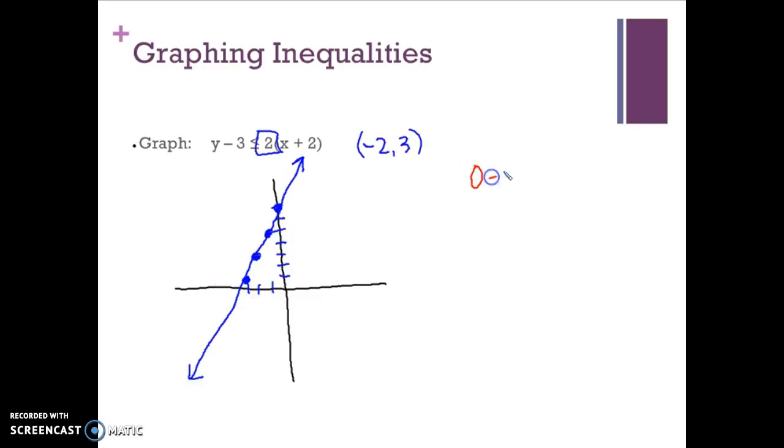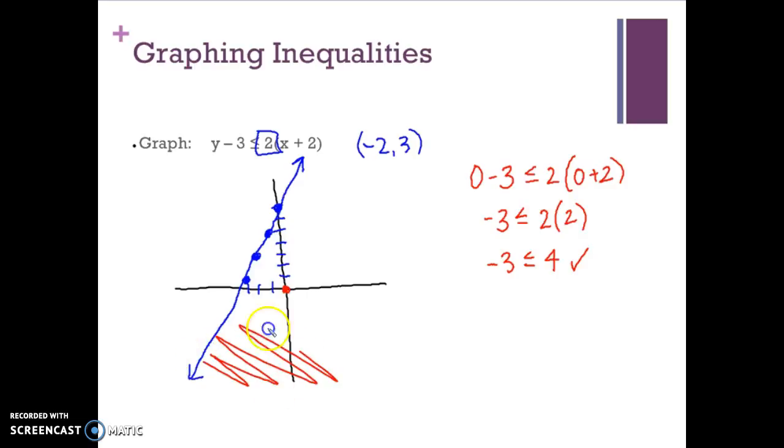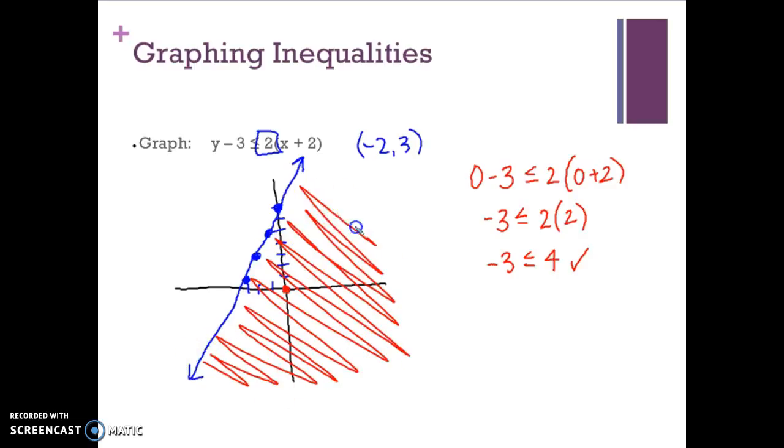true or false. So I have 0 minus 3 less than or equal to 2 times 0 plus 2. 0 minus 3 is negative 3. 0 plus 2 is 2. 2 times 2 is 4. So is negative 3 less than or equal to 4? Yes, it is, so it's true. So my point 0, 0 is down here. It's part of my solution because it's true, so I'm going to shade on the same side as 0, 0.